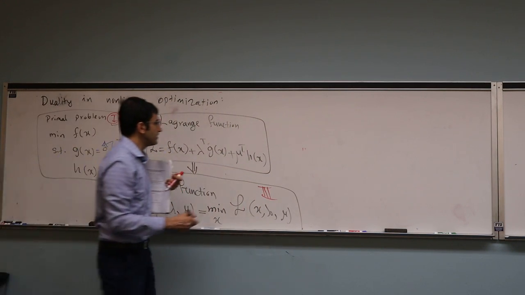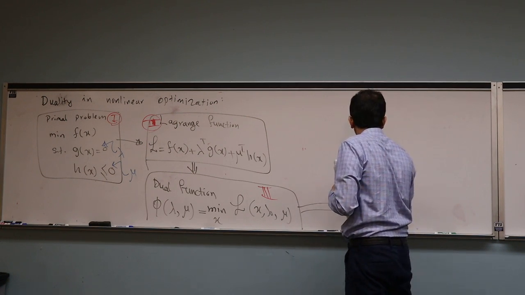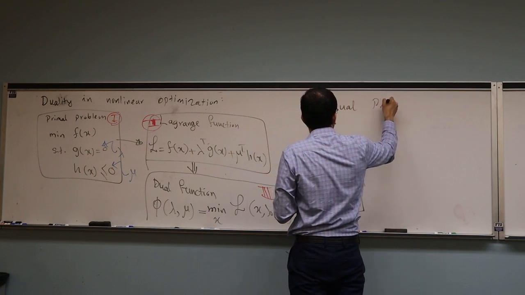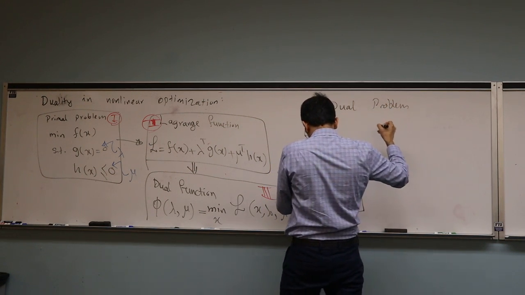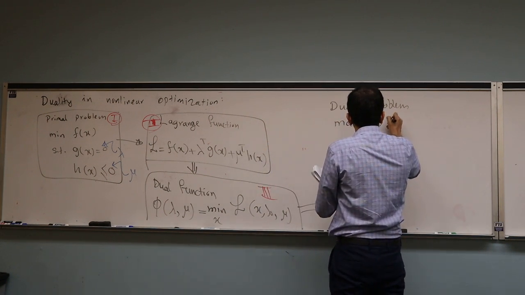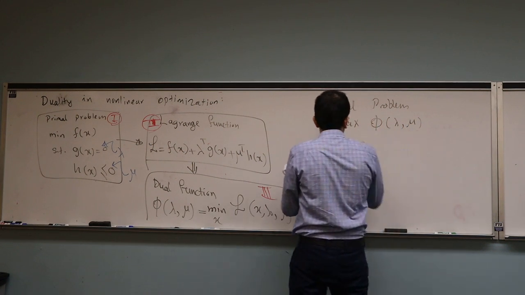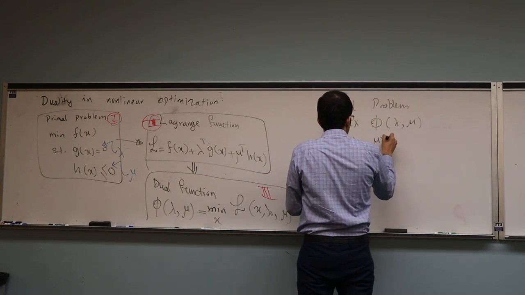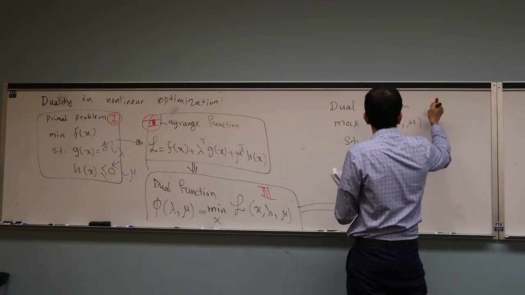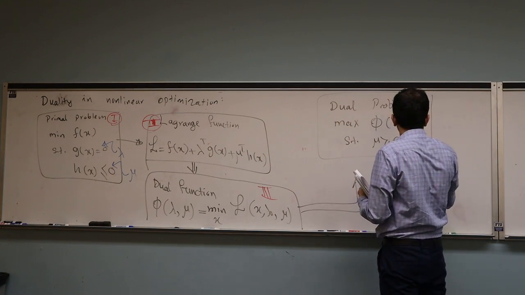The final step is to formulate the dual problem. It's maximizing the dual function subject to mu greater than or equal to 0. This is step 4.